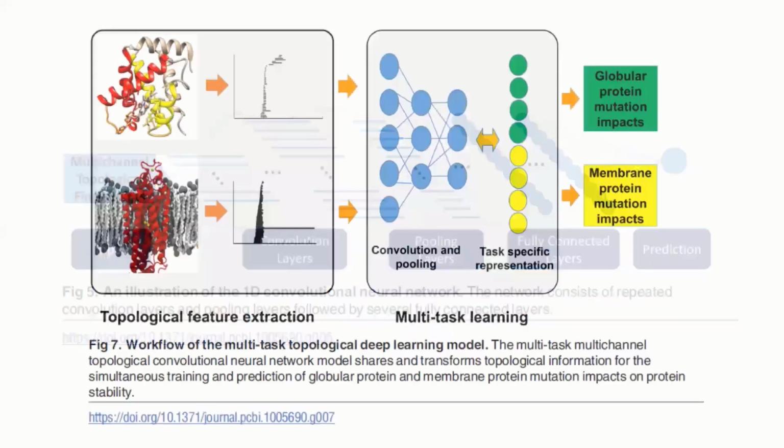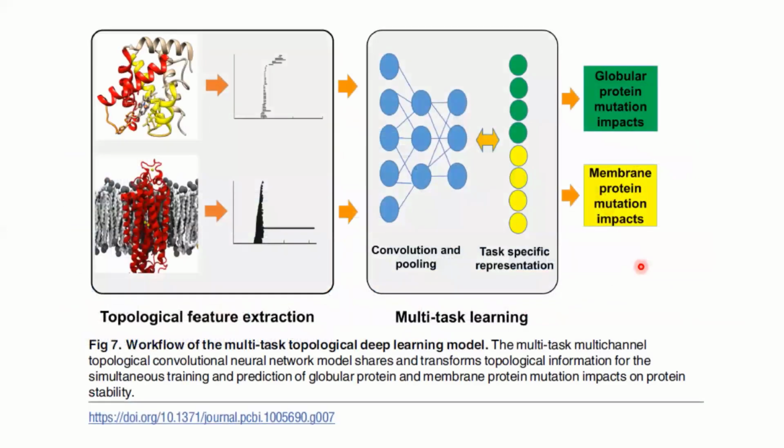So in particular, they use these for molecular data or protein data, and the idea again is to turn the proteins that they observe into persistence diagrams, which are then turned into images fed through convolutional networks, which can then be used to predict things like globular protein mutation impacts and membrane protein mutation impacts.